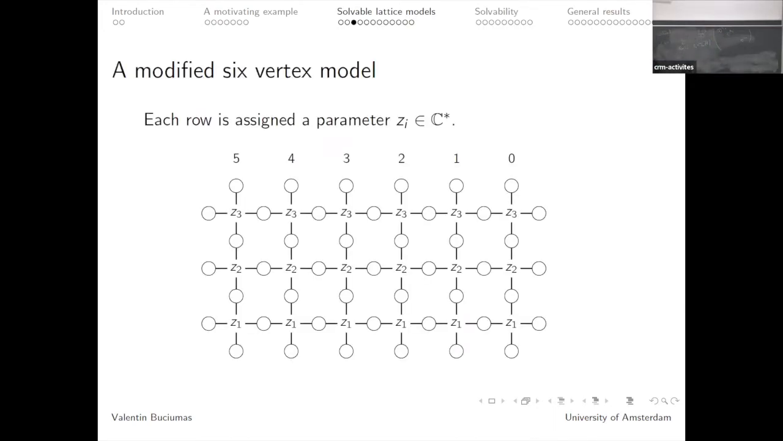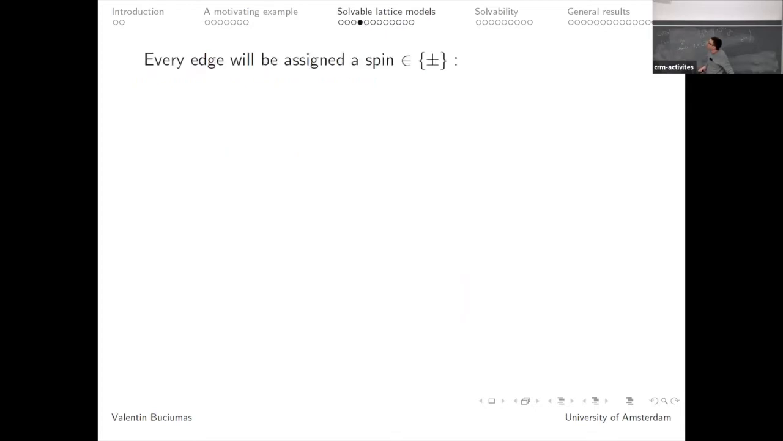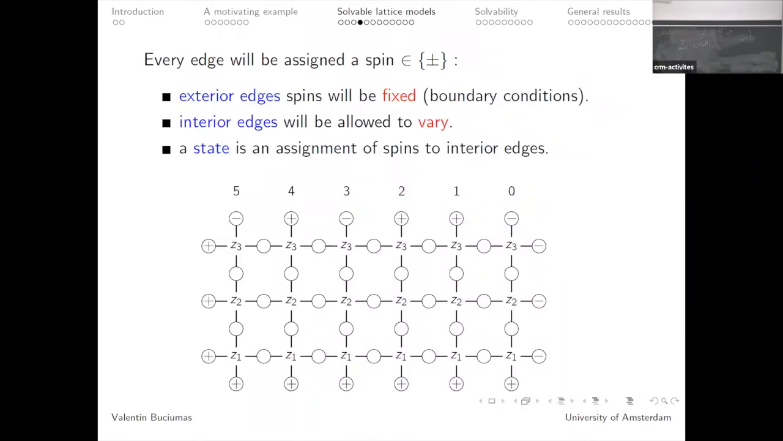Each row is assigned a parameter Zi that is a non-zero complex number, and we denote the rows from 3 to 1. Okay, so the idea in such a lattice model is that each edge will be assigned a spin, and the spin can be plus or minus. And there are two types of edges. There are exterior edges like this and this and this. And for the exterior edges, the spins will be fixed. And this is part of what's called the boundary condition. The interior edges, the spins will be allowed to vary. And a state will be an assignment of spins to these interior edges.